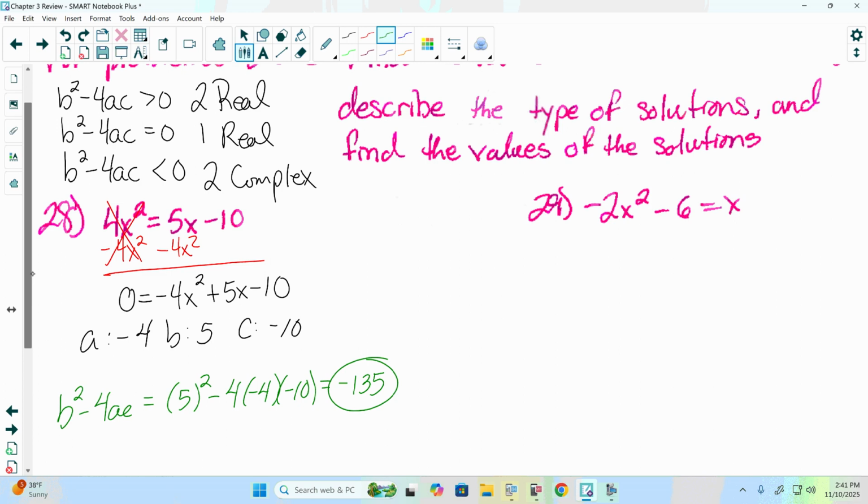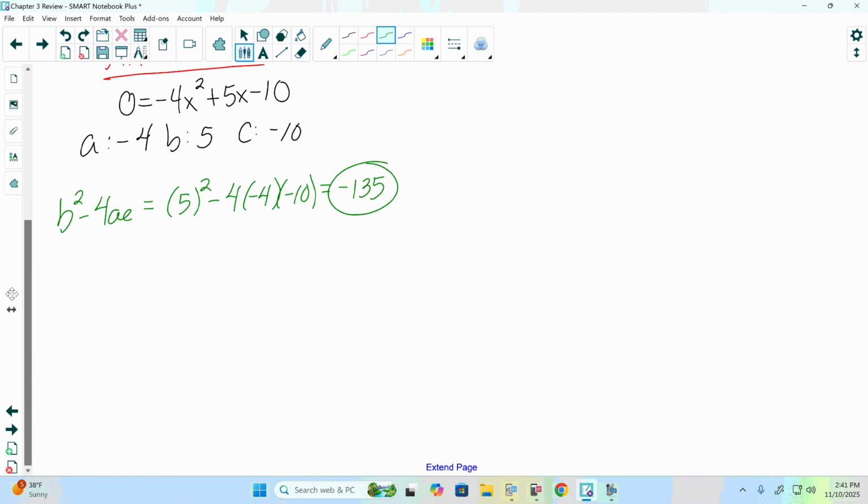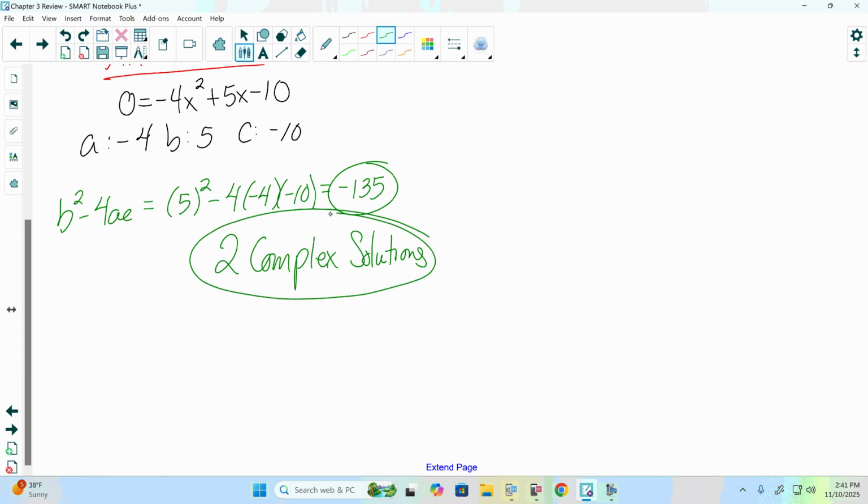Now, if b squared minus 4ac is greater than 0, we have two real solutions. If it's equal to 0, we have one real solution. And if it's less than 0, we have two complex. Well, negative 135 is less than 0. So we have two complex solutions. That's it. That's all I'm going to be looking for on the test.